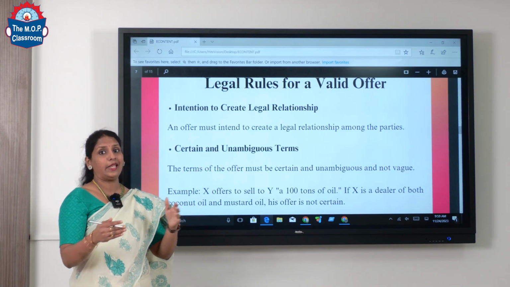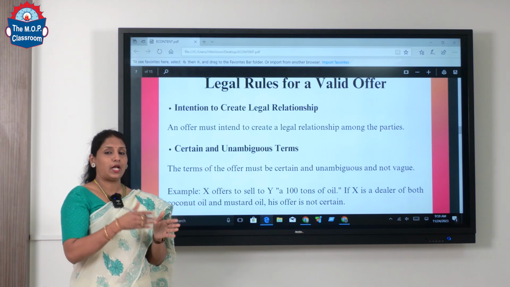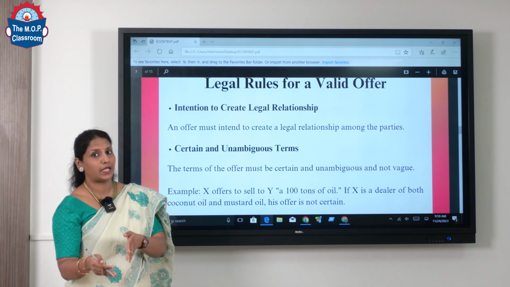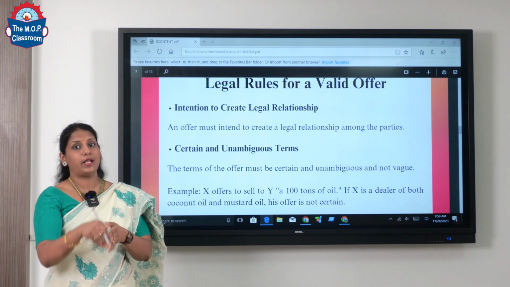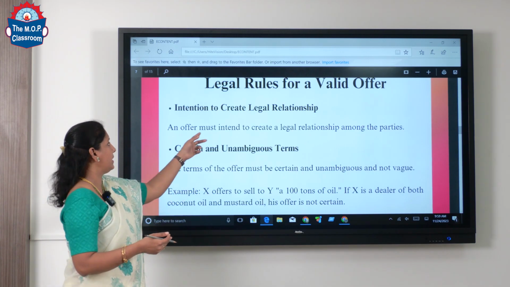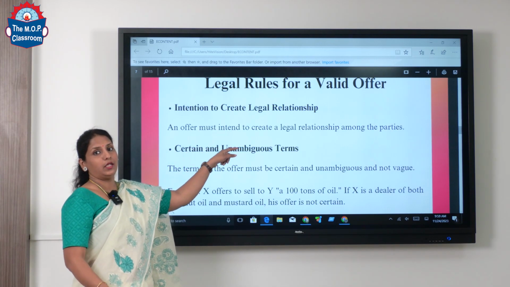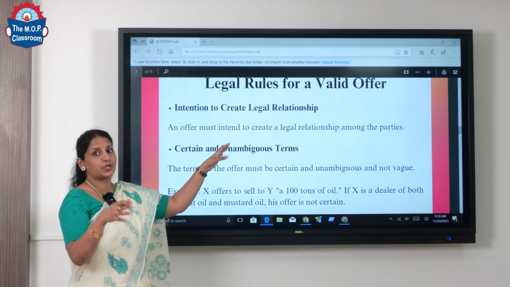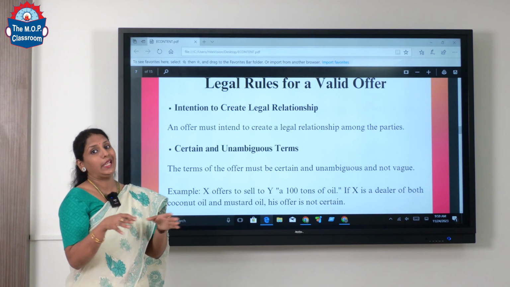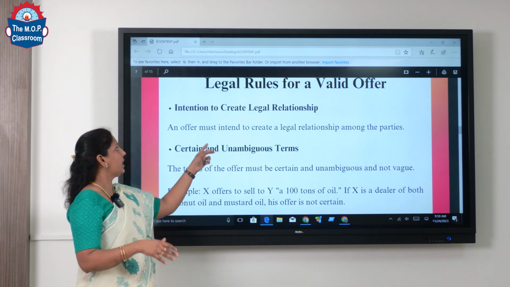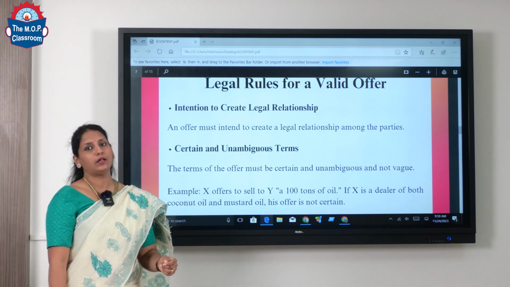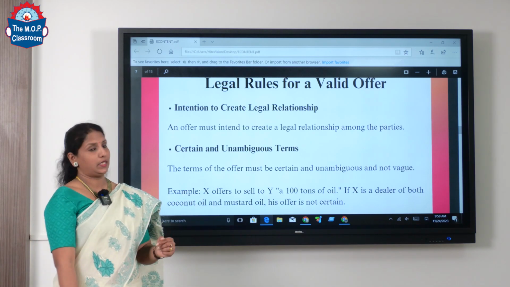Suppose there is a legal suit between a husband and wife, and the husband has filed for divorce against the wife, then they are entering a legal relationship. So that is what is meant by saying the offer must intend to create a legal relationship. X and Y should have a legal agreement entered into. That is called the offer must intend to create a legal relationship among the parties.